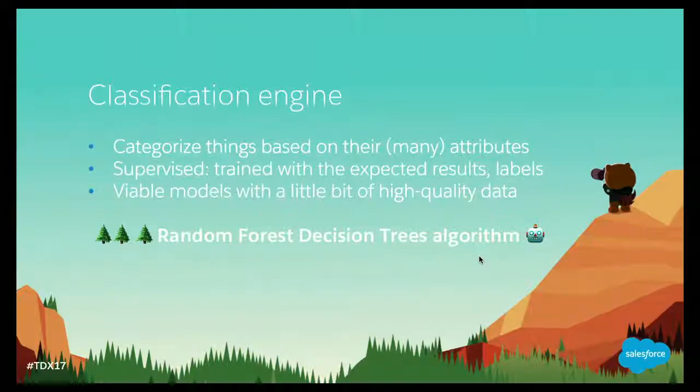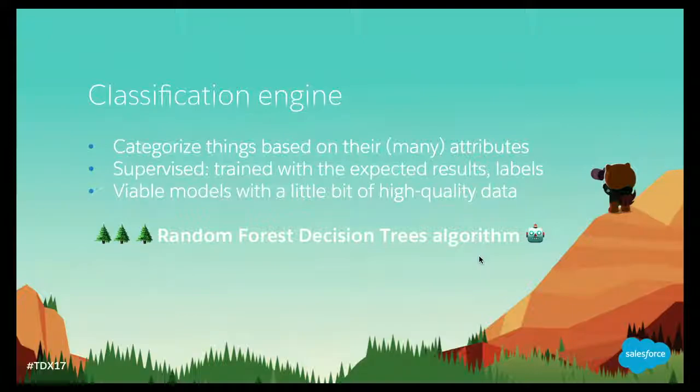This classification engine is an example that we have on our Heroku GitHub. And classification is a really great use of machine learning. It helps you to categorize things based on attributes. This is a type of supervised machine learning. What that means is that the data that we feed the algorithm in order to build the model essentially has the questions and the answers.